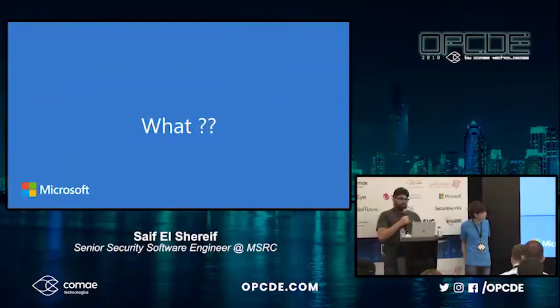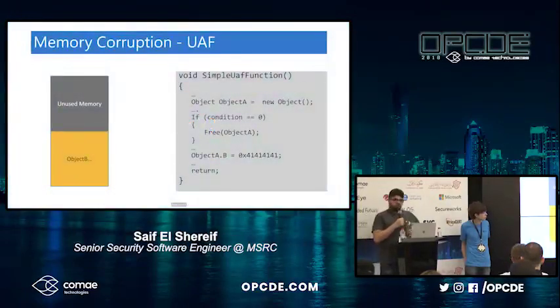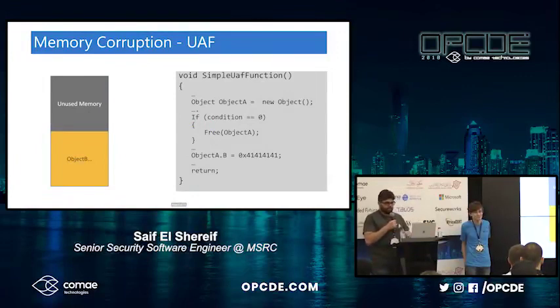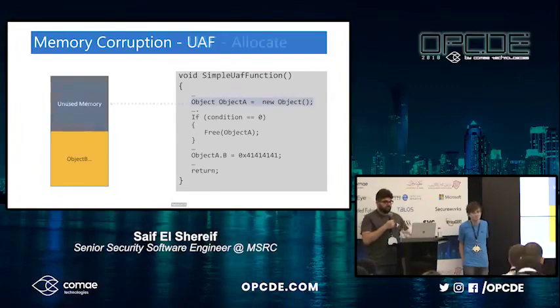Which brings us to the question of what? How actually do we get to that step and the first step of the chain? We're going to start by moving slowly through the memory corruption or use after free vulnerability and explaining what it is, how we usually would exploit it, and then move on to the other parts of the attack chain. If we look at the pseudocode in front of us, this is just sample code. It's not real world code or anything. It's just to explain the concept of use after free.